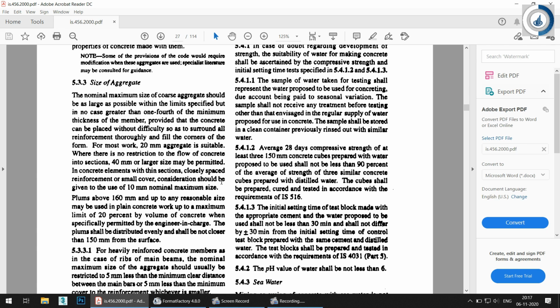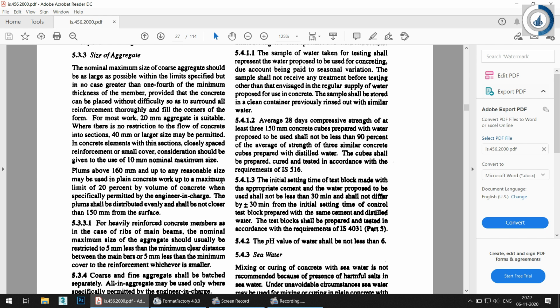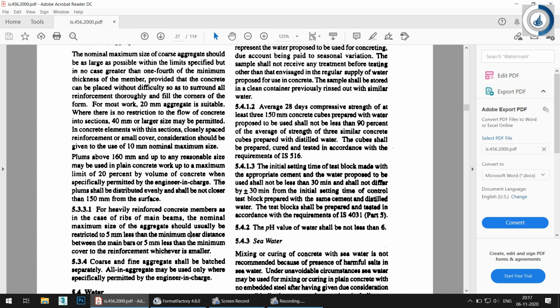The test blocks shall be prepared and tested in accordance with the requirements of IS 4031 part 5. And one more thing you have to remember is the pH value of the water shall not be less than 6. So the water should not be used when the pH of water is less than 6. So these are the things you have to remember.